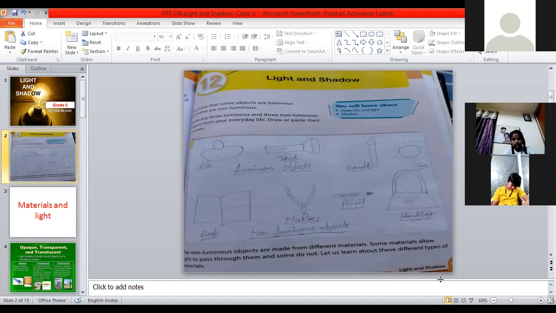Are you all doing, children? Yes, ma'am. Okay, keep doing. Ma'am, I'm drawing a mobile, ma'am. Yeah, children. Mobile also will come under luminous only. But that is an artificial luminous object, not a natural luminous object. When they are turned on, even this light, candle, when they are turned on, they will be considered as luminous.